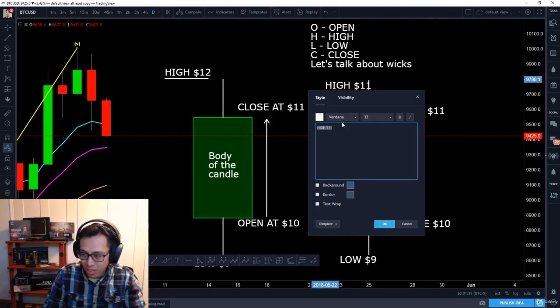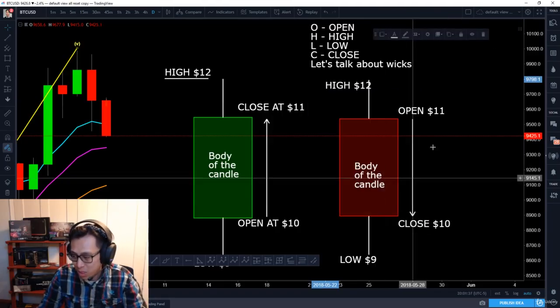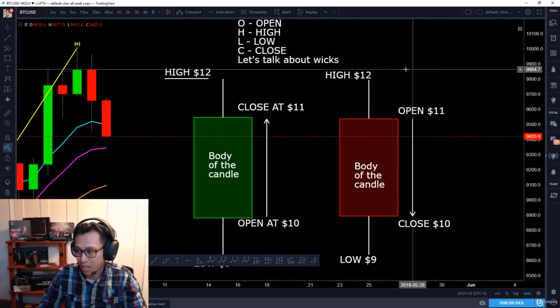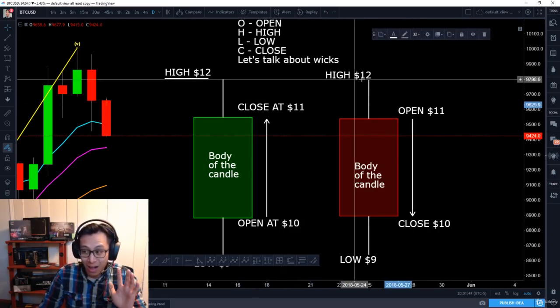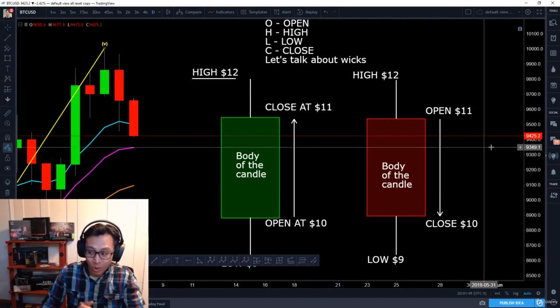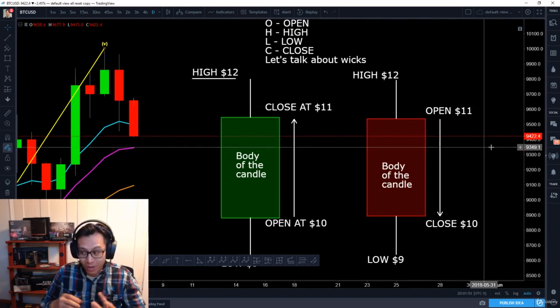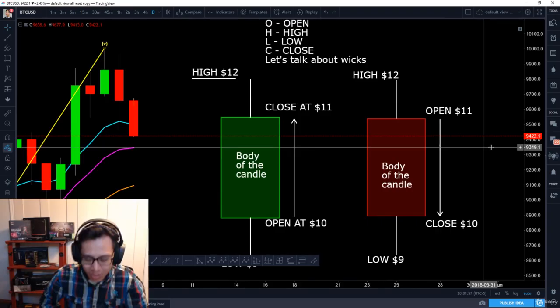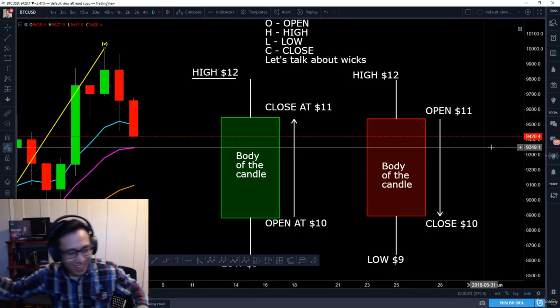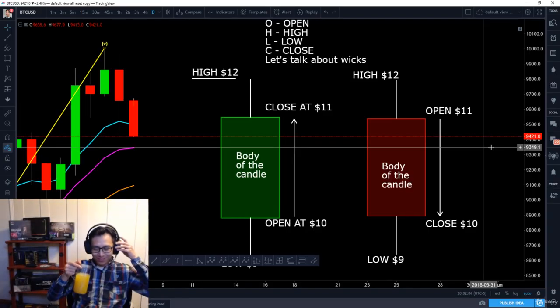I'll give you guys a few seconds to think about what this scenario could mean, okay? So let's think about this together, where we now have a high of $12, an open of $11, a close of $10, and a low of $9. I'll give you guys 30 seconds while I have a sip of my peach mango drink right here, to think about what circumstance could give us that.